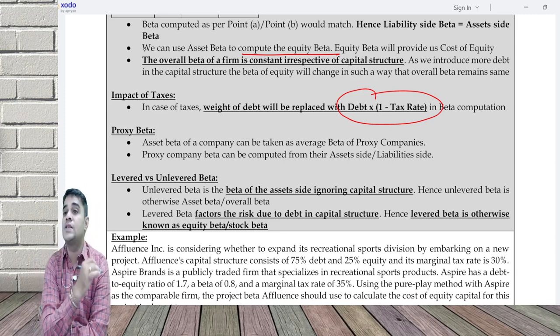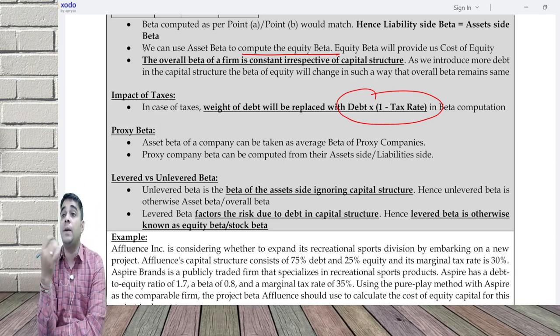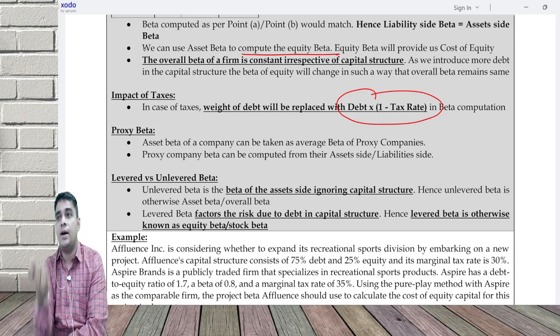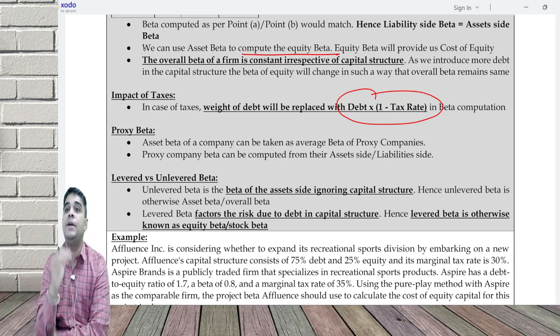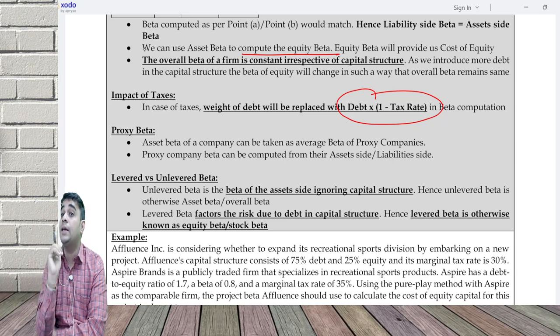Then comes the proxy beta. What is proxy beta? It is the beta of my proxy company. Some question will give 5 proxy companies. Please calculate asset beta of the 5 proxy companies, take a weighted average or a simple average, and that is the asset beta of your company. Proxy company can only give you asset beta.